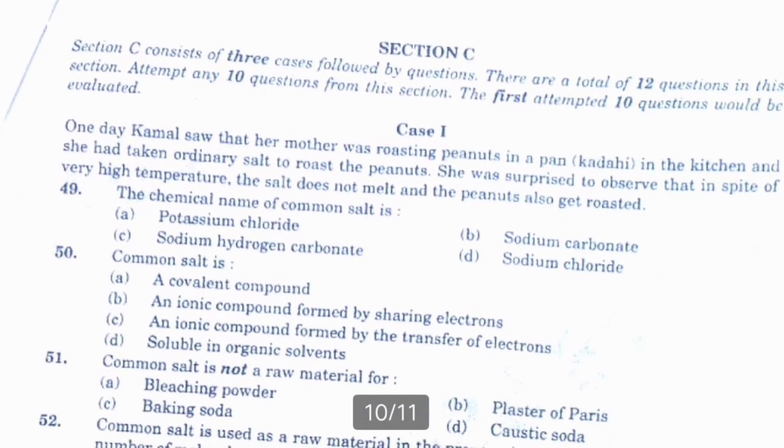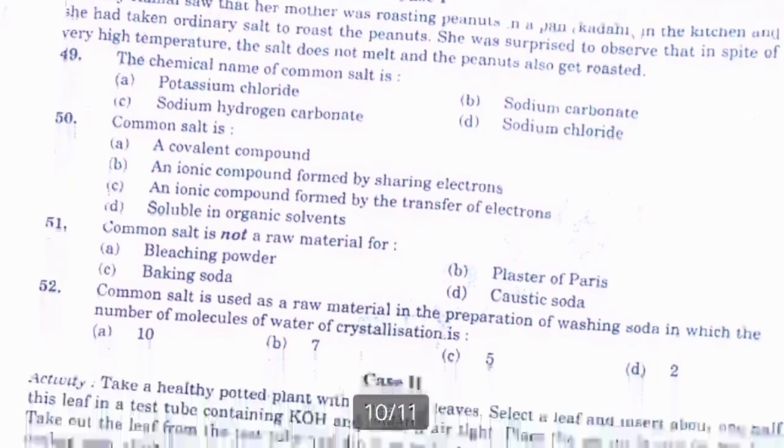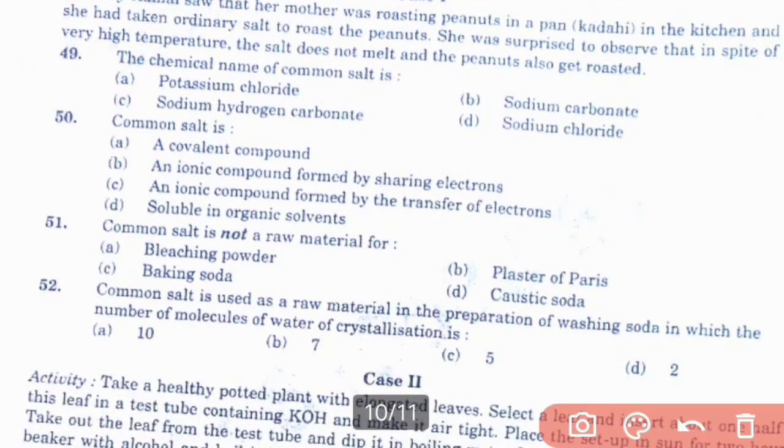So next question, that is 49th on page number 11, where section C is started, in which we have a case study given. According to this case study, question number 49th: the chemical name of common salt is option A: potassium chloride, B: sodium carbonate, C: sodium hydrogen carbonate, D: sodium chloride. So we know very well, that is a very easy question, that is sodium chloride is the chemical name of common salt.